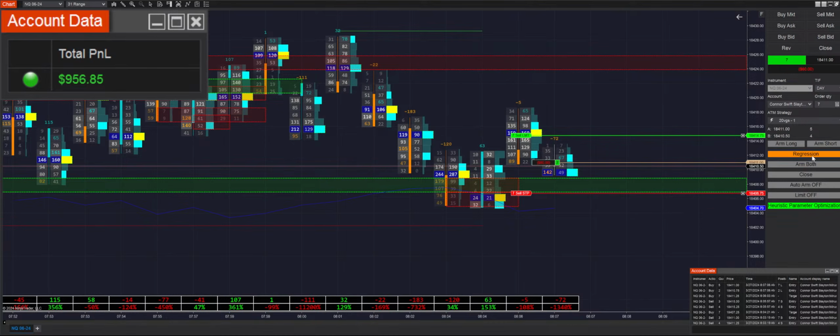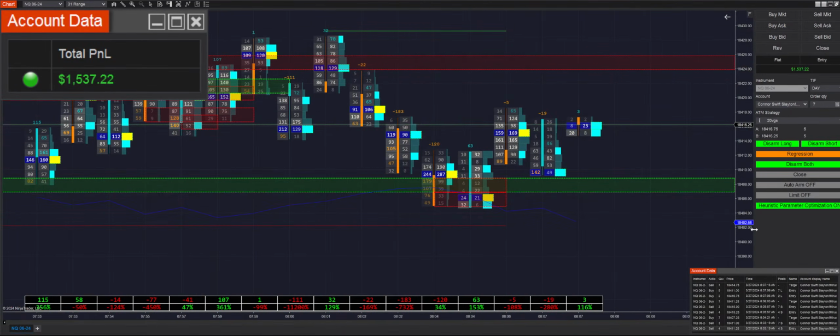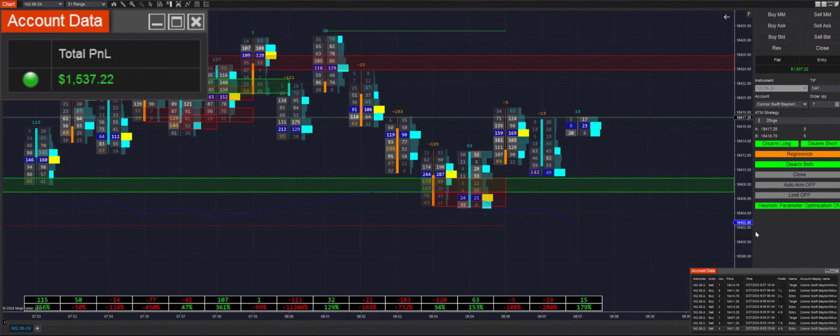Order filled. We just got filled into a long trade here. Let's see if we can end up winning this one. Target filled. Looks like we do. We're up to 1,537 on the day now. Also, just to move around my chart trader here to show that this is in fact live.